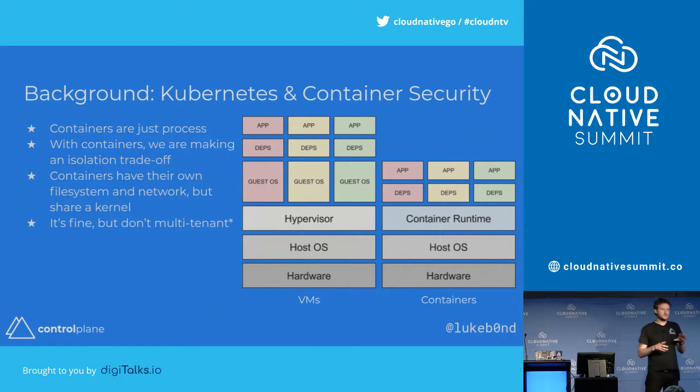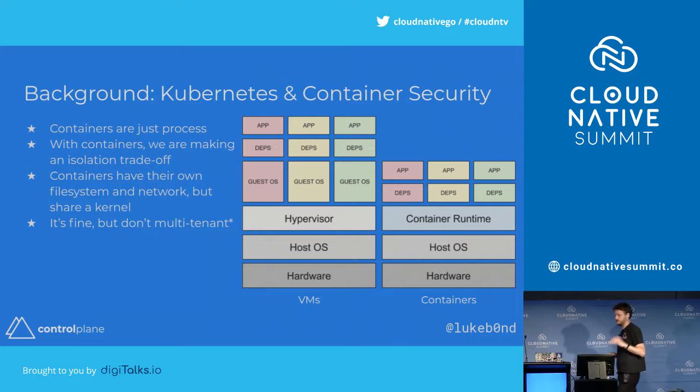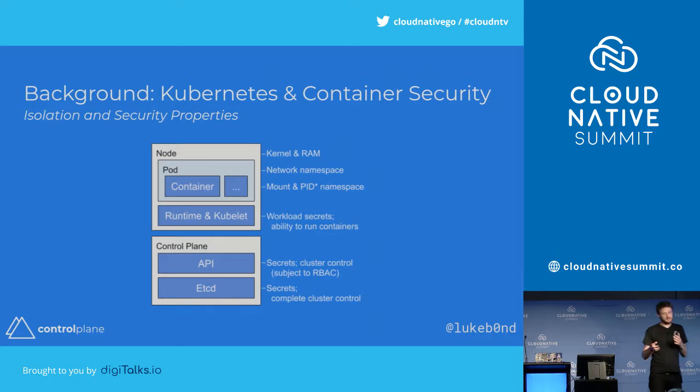Containers will have their own file system and network, so they can't see each other's traffic, and they can't see each other's files, and to some extent can't see what other processes are running on the system. But they do share a kernel and memory, so this trade-off is fine, it's good, but don't multi-tenant. I've got an asterisk there because there are ways you can do that, but that's not what this talk is about. So isolation trade-off is a point I want to make. The containers are just processes.